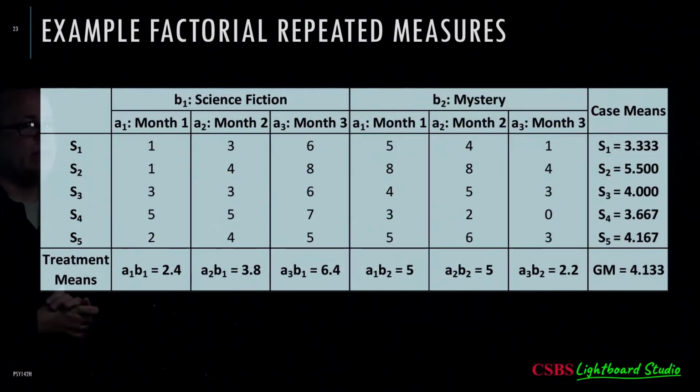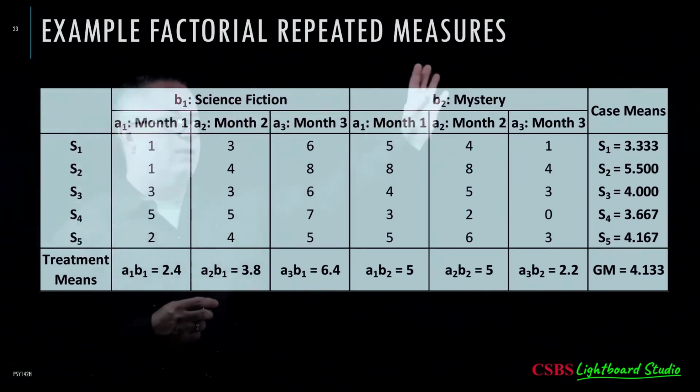So here's just to quickly give you a rundown. It's an example of a factorial repeated measures design, where, again, the same 5 subjects, instead of going through 3 conditions of month 1, month 2, month 3, reading a book, the experimenters are interested in looking at the effects of 2 different kinds of books. So you've got science fiction novels and mystery novels.